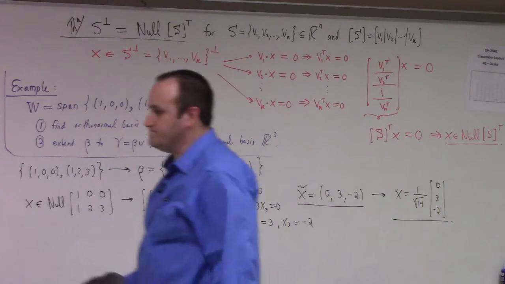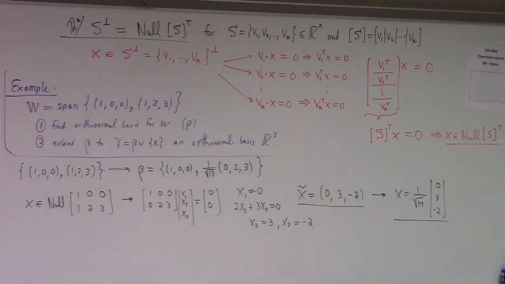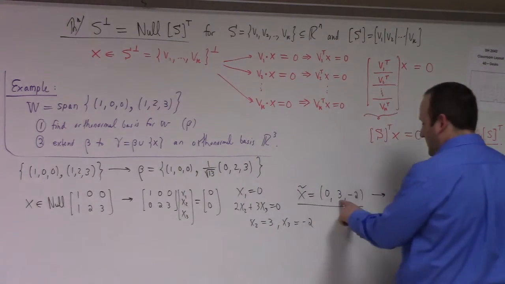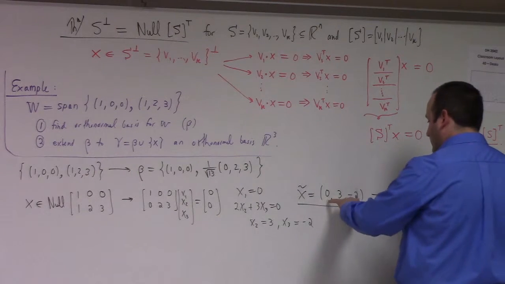So getting back then to the problem I advertised before, we're about to solve. Yes, sir? I'm sorry, ma'am. Where did square root of 14 come from? Normalize. So what did I do? The length of this is 9 plus 4 square rooted.